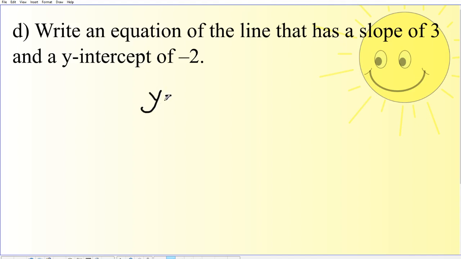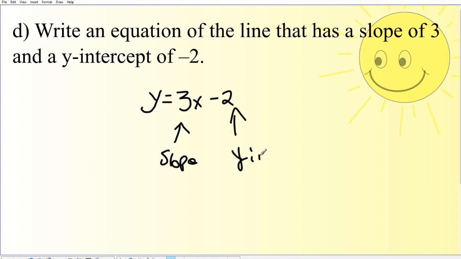y equals 3x minus 2. Because that guy right there is my slope, and that guy, ooh, I missed him. That guy right there is my y-intercept, because this is the equation in slope-intercept form. So the equation of the line that has a slope of 3 and a y-intercept of -2 is y equals 3x minus 2. Slope, intercept.